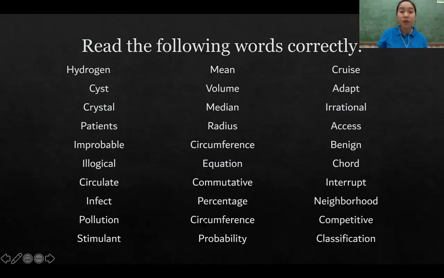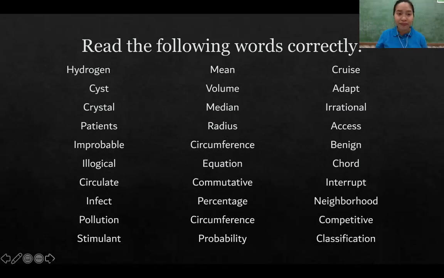We have the same, okay. Circumference. Probability. Cruise. Adapt. Irrational. Axis. Benign. Chord. Interrupt. Neighborhood. Competitive. Classification. I hope you practice reading these words on page 42.